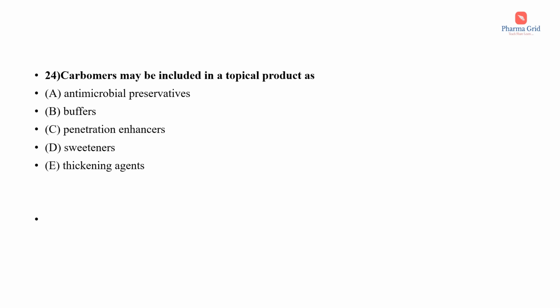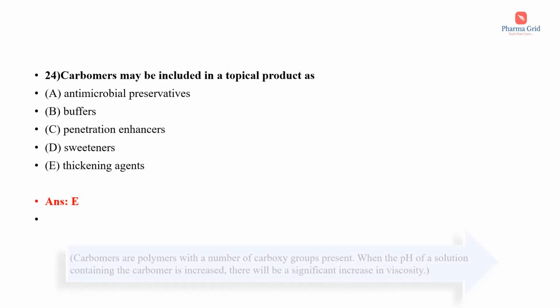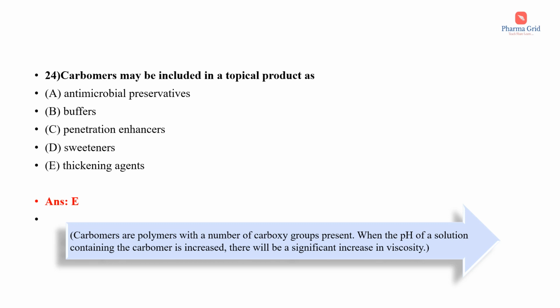Question number 24. Carbomers may be included in a topical product as. The options are antimicrobial preservatives, buffers, penetration enhancers, sweeteners, thickening agents. So here the correct answer is option E, that is thickening agent. Carbomers are polymers with a number of carboxy groups present. So when the pH of a solution containing the carbomer is increased, there will be a significant increase in viscosity. Thereby it acts as a thickening agent.